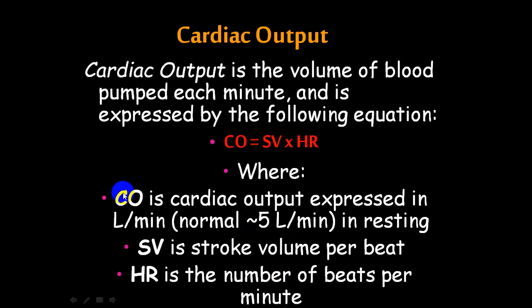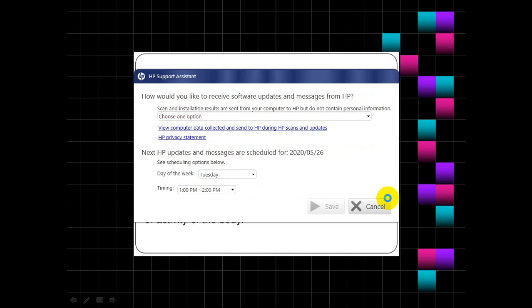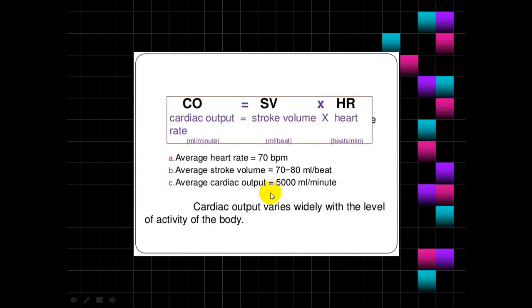So the unit of cardiac output is liters or ml per minute. Cardiac output, in ml or liters per minute, equals, by this equation, stroke volume, which is ml per beat, every cardiac cycle, every beat, times the heart rate, which is the number of beats per minute.